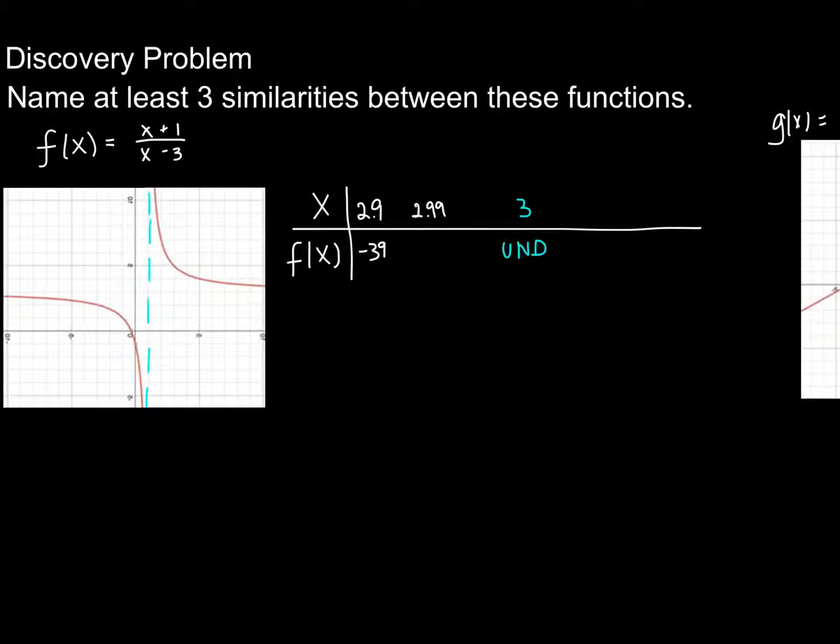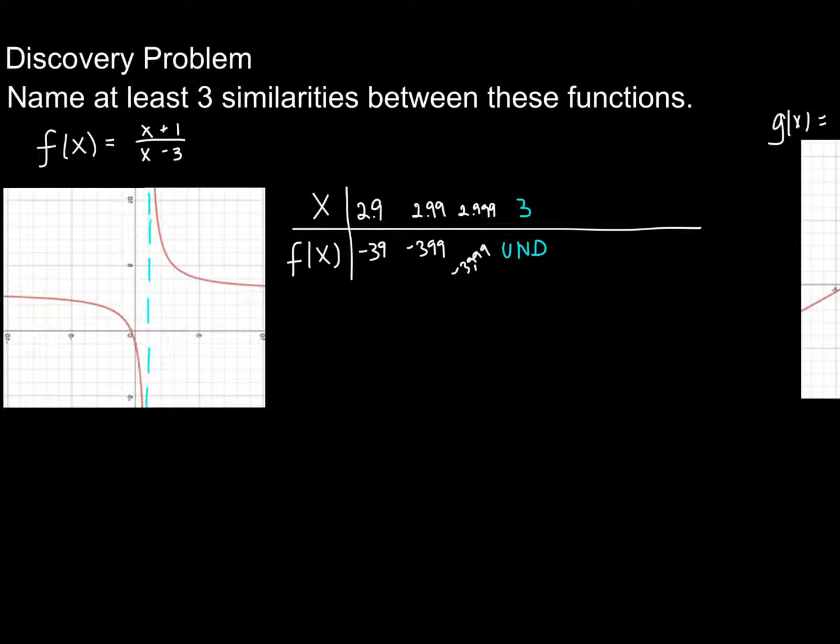All right, here you're going to get -399. And I bet you can guess what will happen if you try 2.999. Yes, you will get negative 3,999. So I encourage you to try something with 4 or 5 nines just to prove to yourself that as you move closer and closer to 3 from the left side, your function is going to get massively negative. In fact, as negative as you want it to get, depending on how close you get to 3.